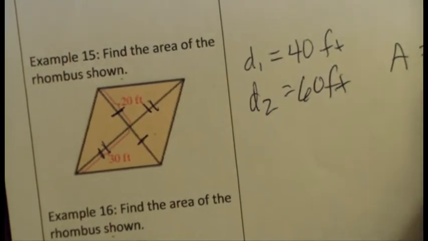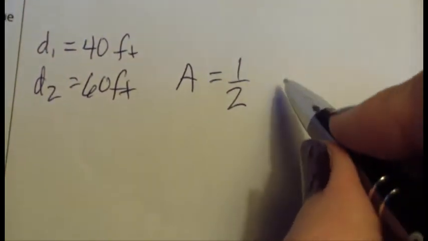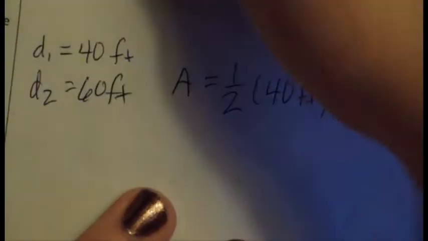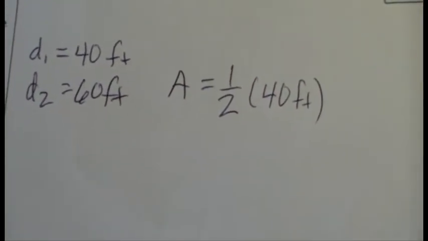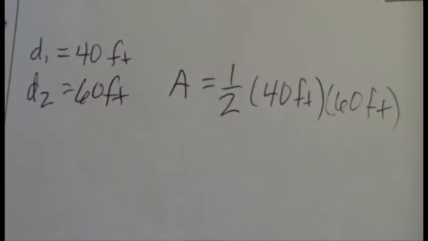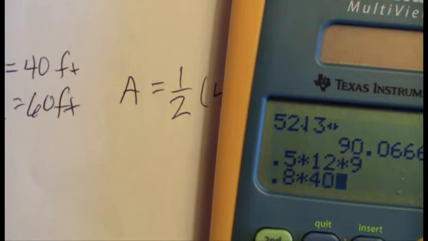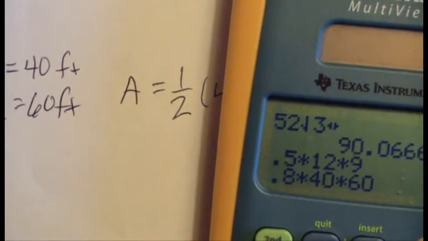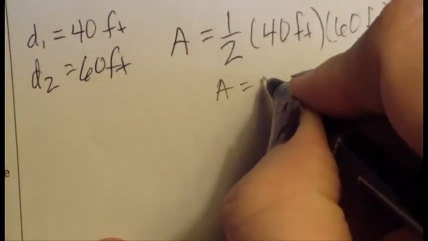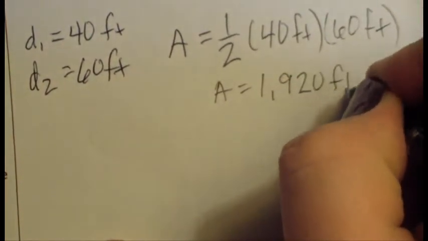And so we use the same formula for area of a rhombus as we did for a kite. So 1/2 times diagonal 1, which is 40 feet, times diagonal 2, which is 60 feet. 0.5 times 40 times 60 is 1920. So our area is 1,920 feet squared.